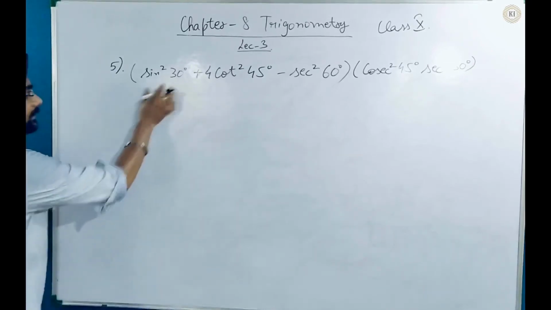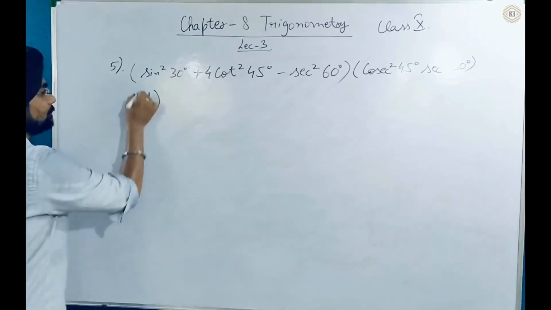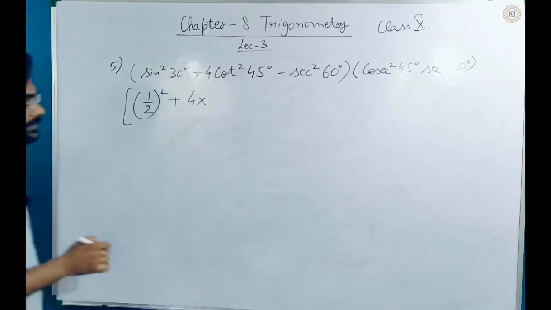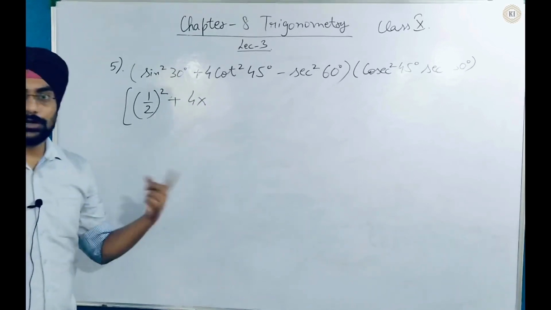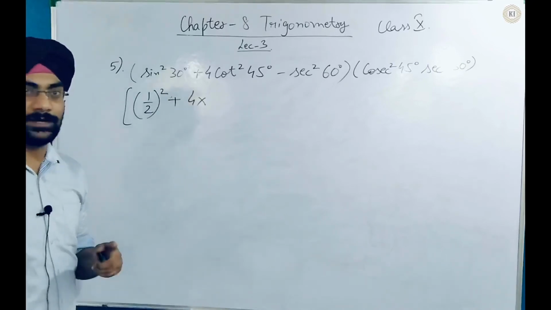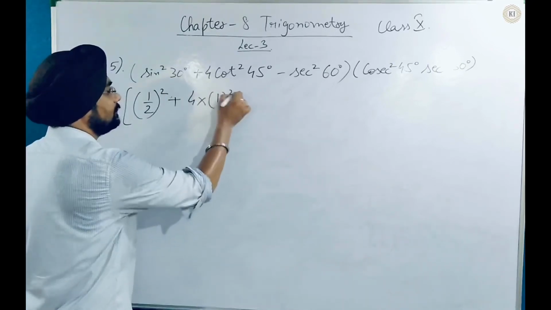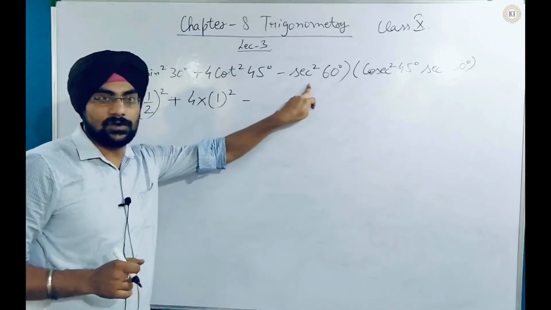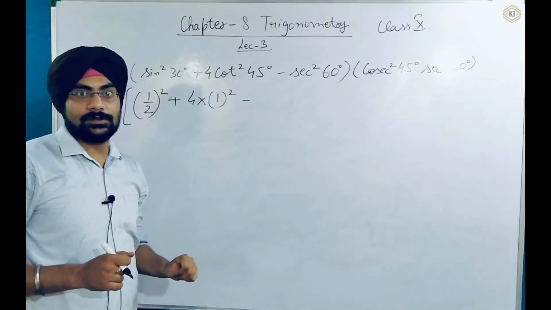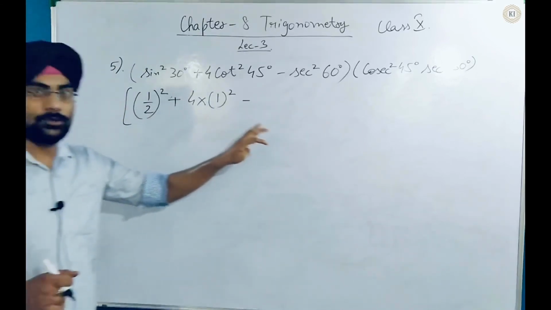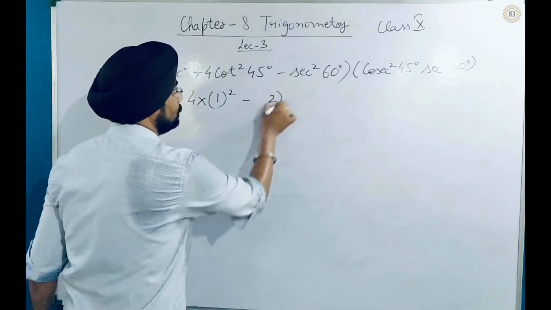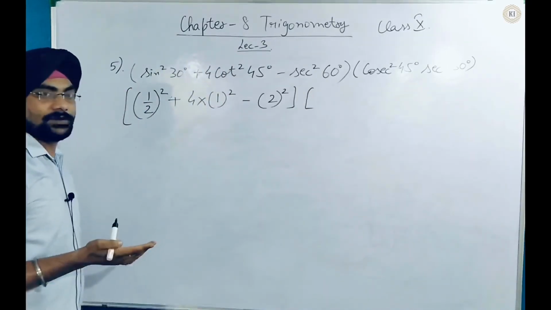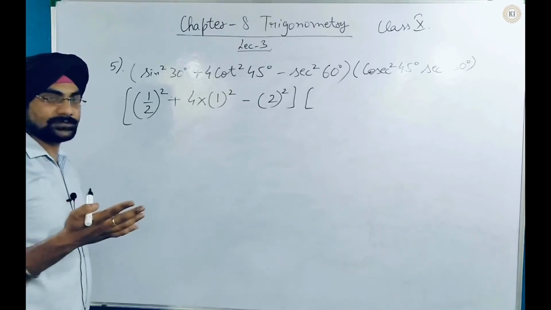Now just put the values. Sine 30 value is 1 by 2, square is given, plus 4 cot 45. So cot 45 is the reciprocal of tan. So tan 45 degrees value will be 1. Cot 45 degrees will also be 1, square, minus sec 60 degrees. So sec is the reciprocal of cos. So cos 60 degrees will be 1 by 2. So sec 60 degrees will be 2. Another bracket cosec square 45 degrees. So sine 45 degrees is 1 by root 2. The reciprocal of sine 45 is cosec, that will be root 2.